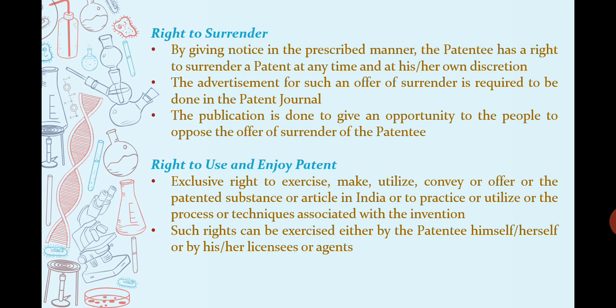Patent journal is like an authoritative official document which is published by the controller under the patent law, which goes on including all the information and all the official records which are to be published as per the procedures given under the patent law. Once the publication is done, an opportunity must be given to the citizens of India to oppose the offer of surrender by the patentee. If somebody feels that once this surrender is done by the patent holder, the invention will come into the public domain and it may not be beneficial for the society, then there might be an opposition.